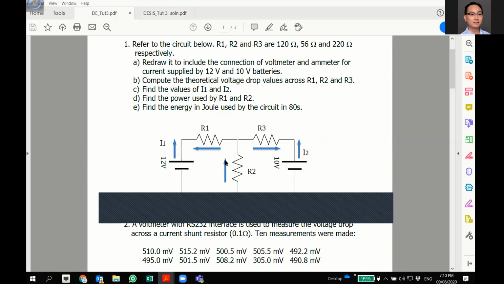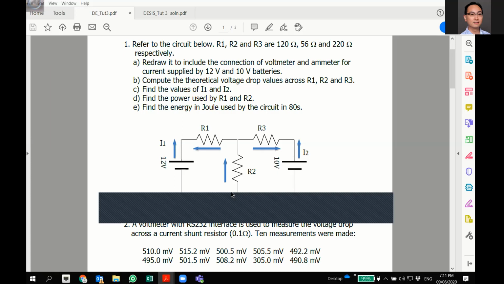Then you have the center one, the R2. For R2, the potential is pointing up. So where do you think the direction of the current is flowing? Down. Yeah, correct, downwards. So that one is I3. So actually I3 equals to I1 plus I2.